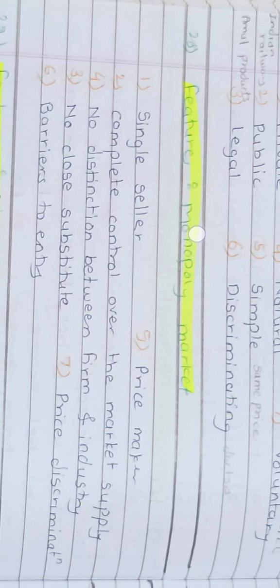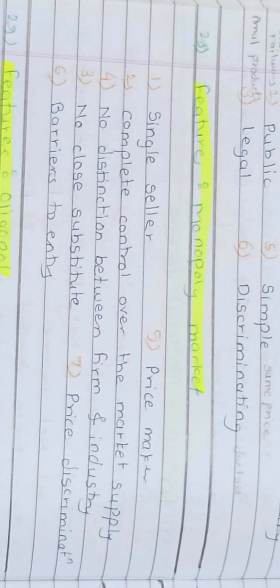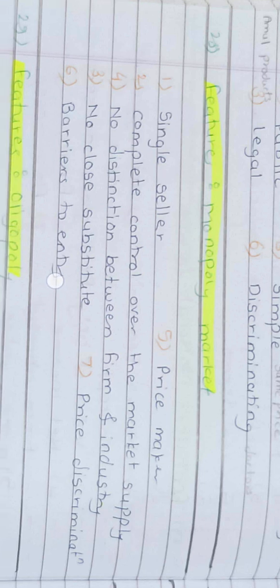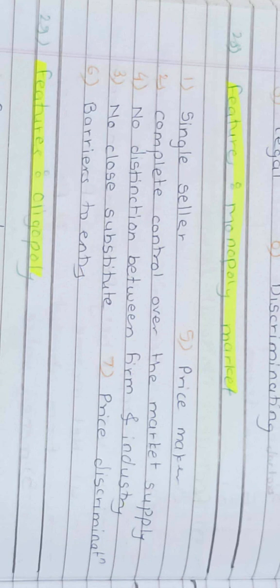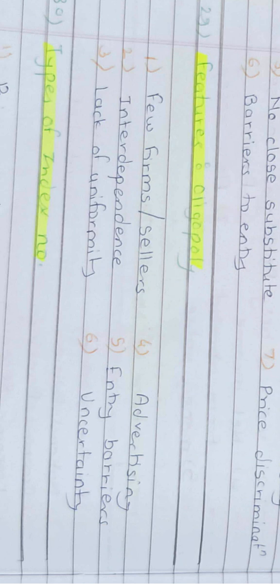Features of monopoly market: single seller, price maker, complete control over the market supply, no distinction between firm and industry, that is no difference between firm and industry, no close substitutes, barriers to entry, price discrimination. Now, features of oligopoly: few firms or sellers, interdependence, lack of uniformity, advertising, entry barriers, and uncertainty.